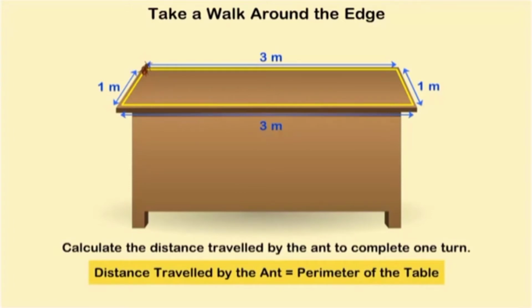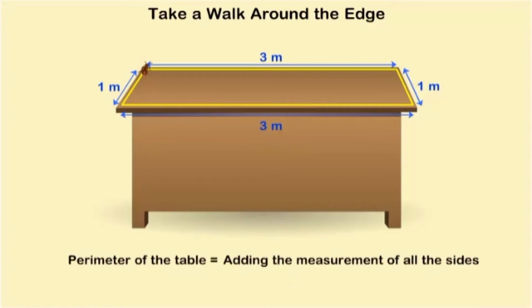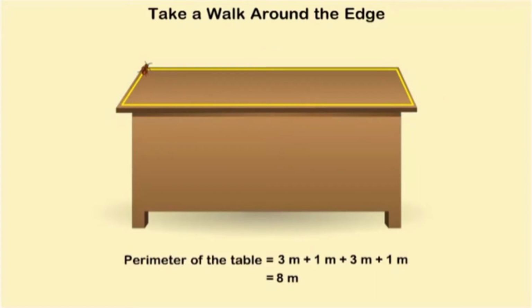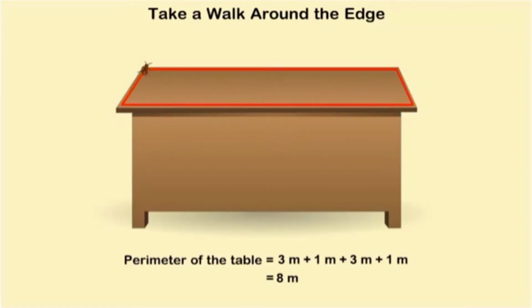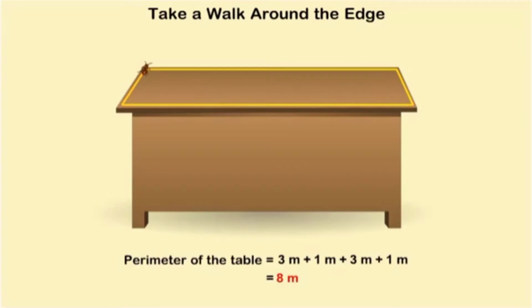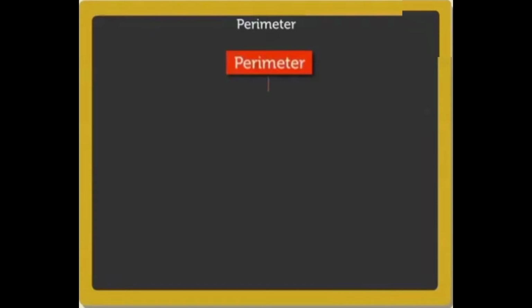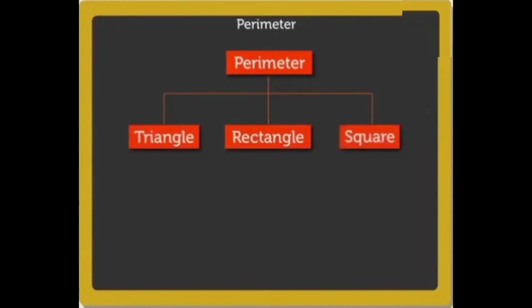To find the perimeter, we should add the measurements of all sides of the table. So, we would add 3 plus 1 plus 3 plus 1, which is equal to 8 meter. Therefore, we conclude the distance travelled by the ant is 8 meter. Today, we will learn how to find the perimeter of the polygons triangle, rectangle and square using formulas.